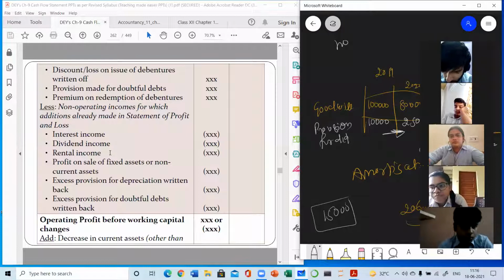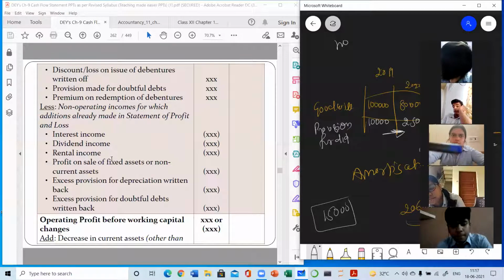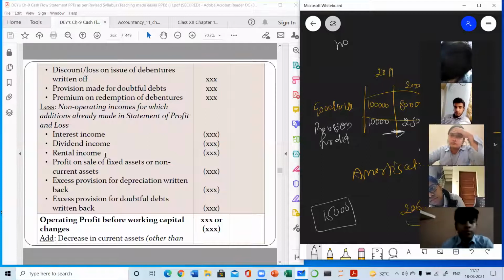So anything which is non-operating, if it is a non-operating expense, then it will be added back. Why? Because it is already subtracted. If it is a non-operating income, then it will be subtracted. Why? Because it is already added. So you have to revert the effect of the profit and loss account. So these three incomes are basically the non-operating income. Why? Because these are the investing income. Which three? Interest, dividend, and rent.